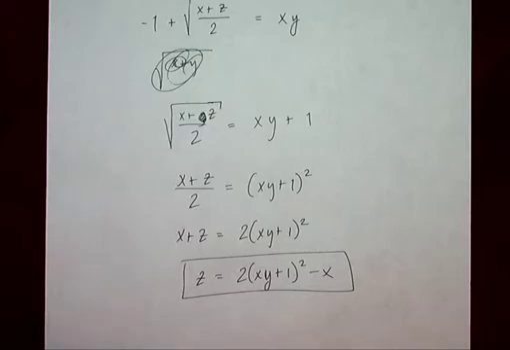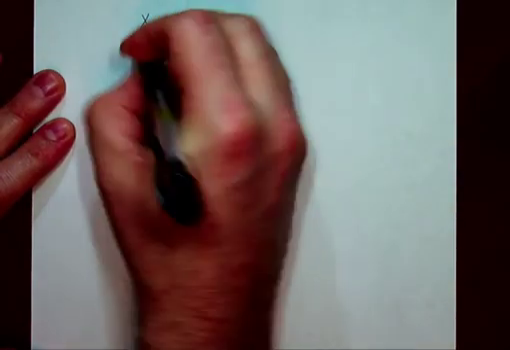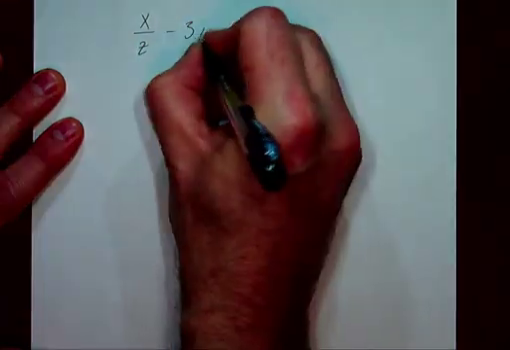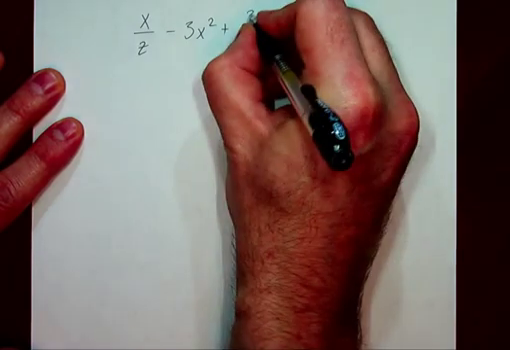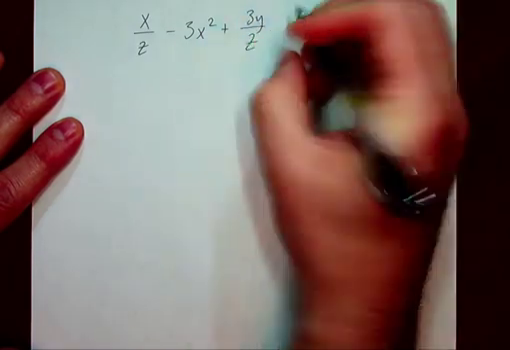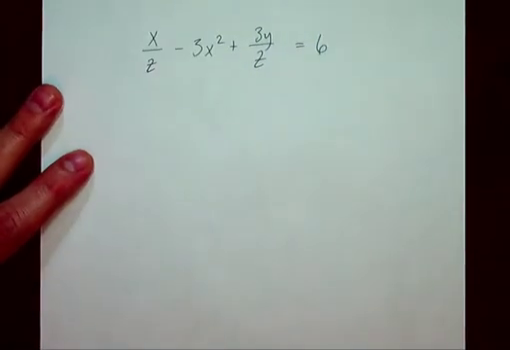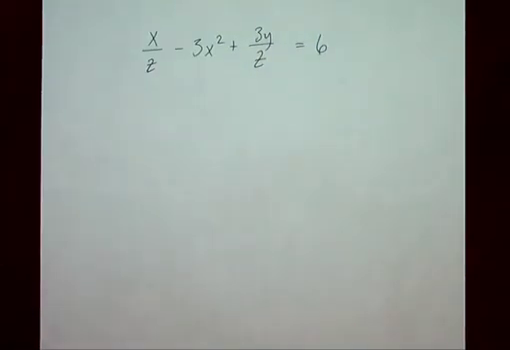Okay, let's do another one. Okay, so let's say I have x over z minus 3x squared plus 3y over z is equal to 6. Now, obviously, there are two z's. They're both in the denominator.